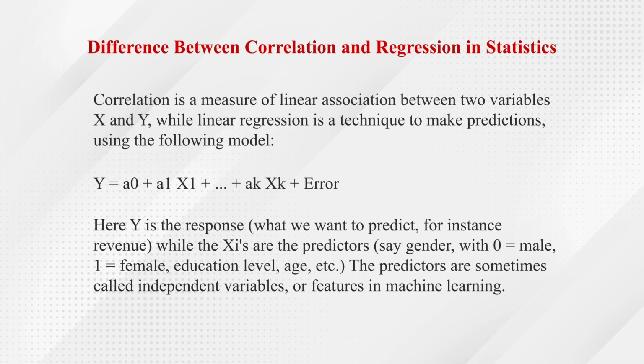So here y is the response, what we want to predict, for instance revenue, while the X are the predictors, say gender with 0 equal to male and 1 equal to female, and education level, age, etc. So the predictors are sometimes called independent variables, or features in machine learning.